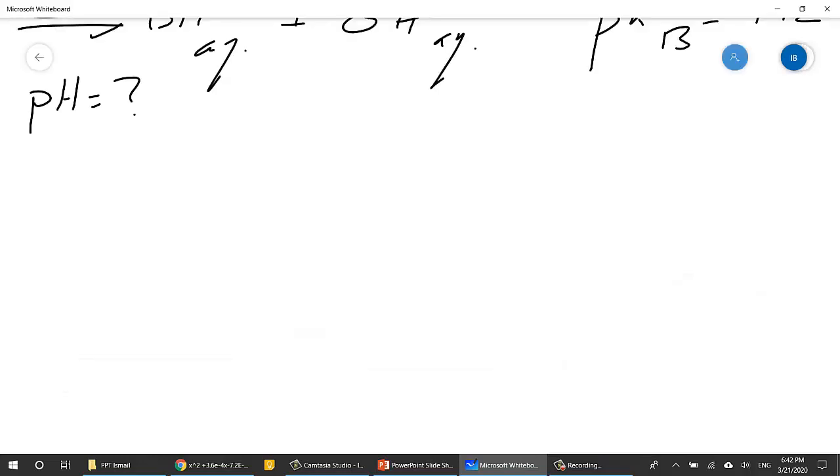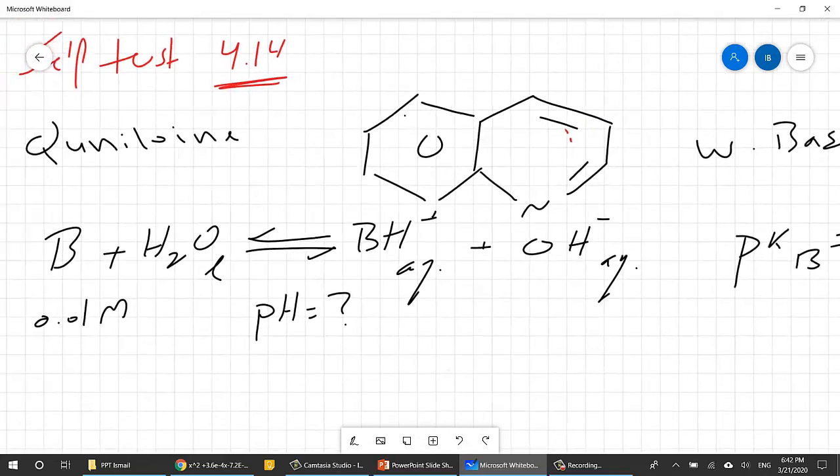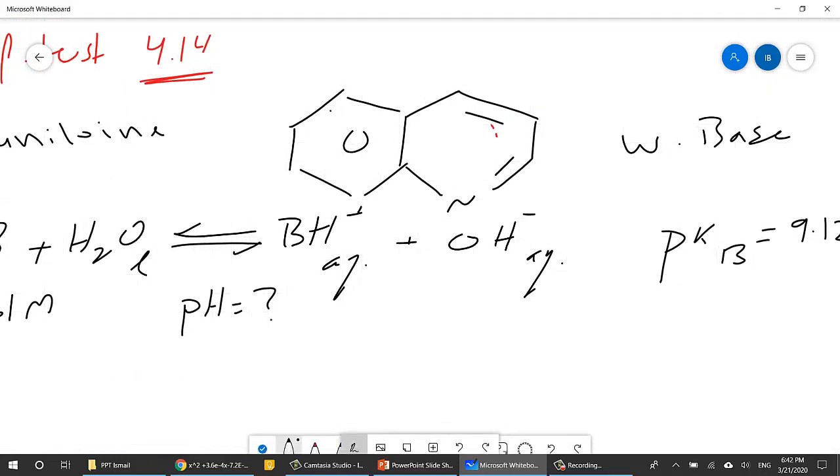This question will test your understanding. Quinoline is a base. It's composed of two benzene rings, replacing one of the carbons with nitrogen. You can consider this part an amine group, just like the methylamine that we talked about.